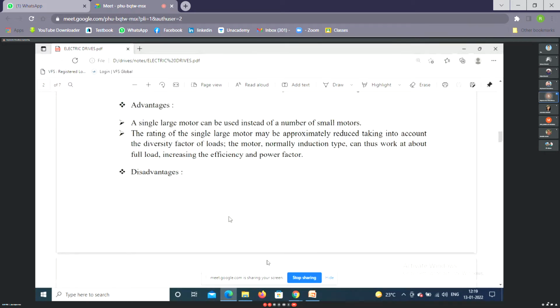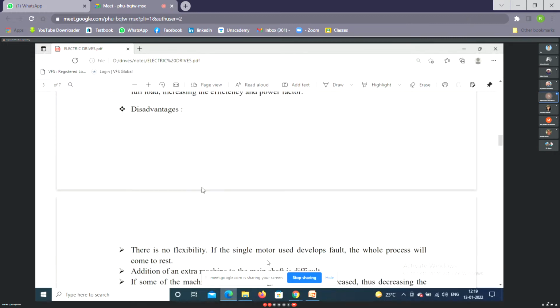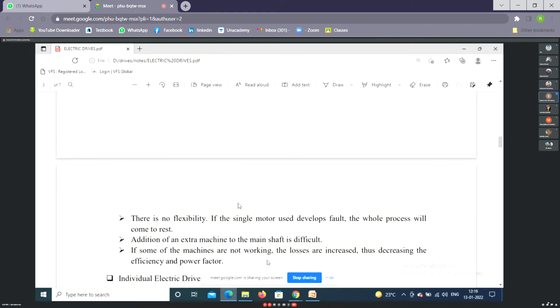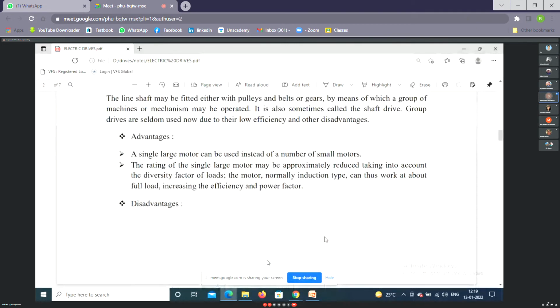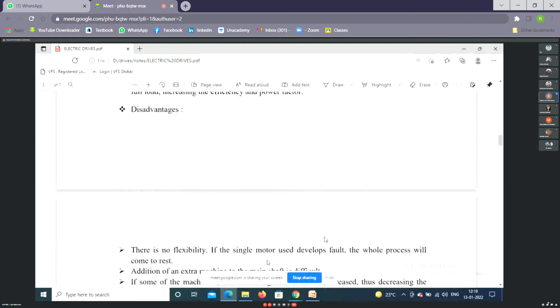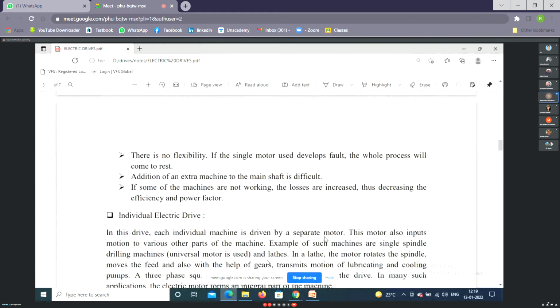But the disadvantage is that if there is any fault in the large motor, then the total system will shut down. So the total system will come to rest. So if we want to add an extra machine as a spare, then that extra machine should also be of that same capacity. So normally this is rarely used. It is not used now, but it was used previously.